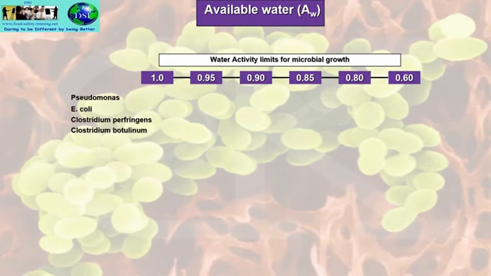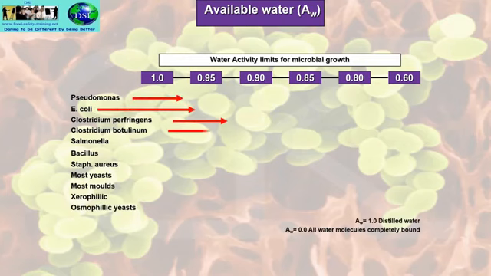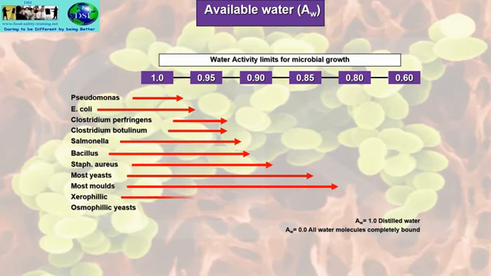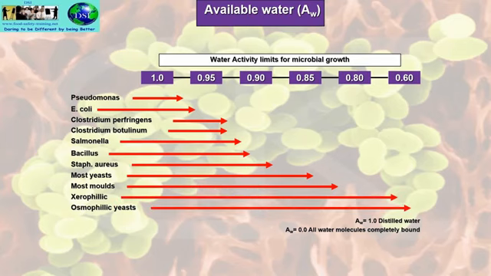So let's have a look at water activity limits for microbial growth. So we're going from 1 to 0.6, where 1 is full water, if you like, and 0.6 is dry. And it shows the different types of bacteria and the types of water they require in order to survive and grow. Pseudomonas, they need a lot of water, between 0.95 and about 0.98. E. coli and Clostridium or Clostridia, there's two there, around about 0.5 to 0.3.